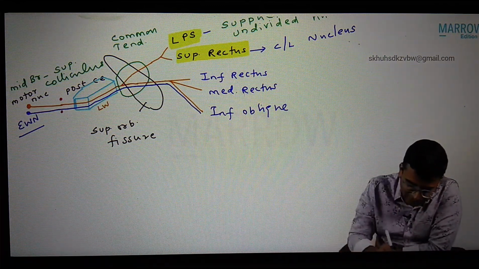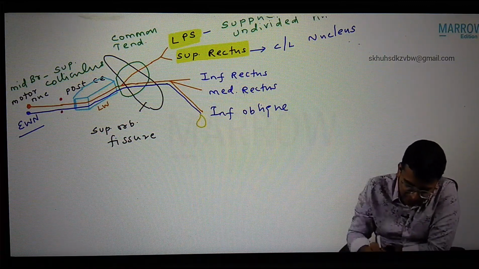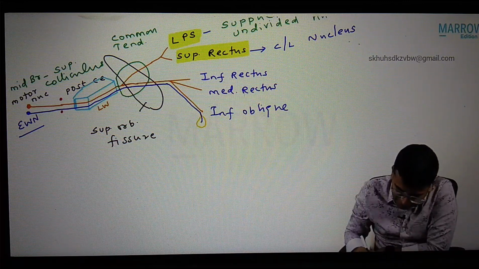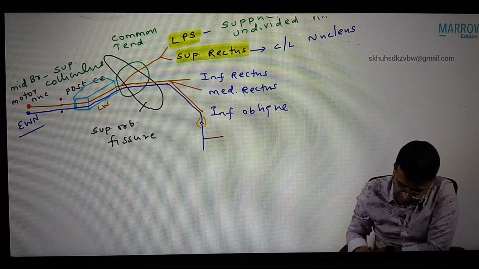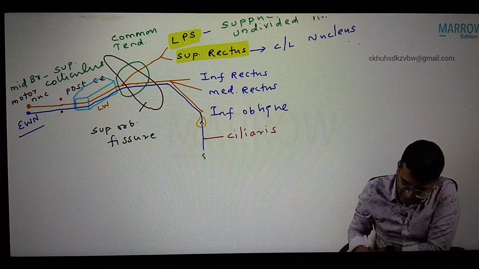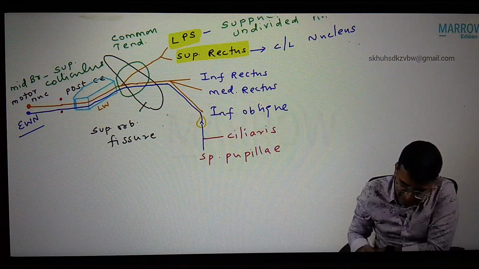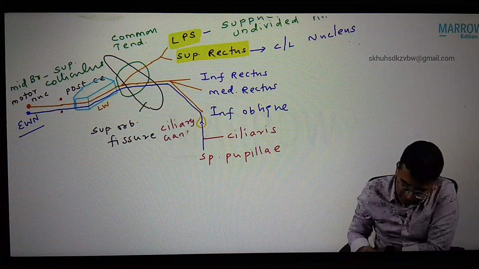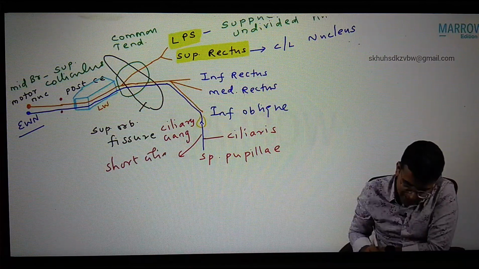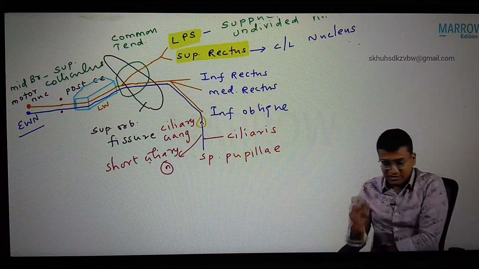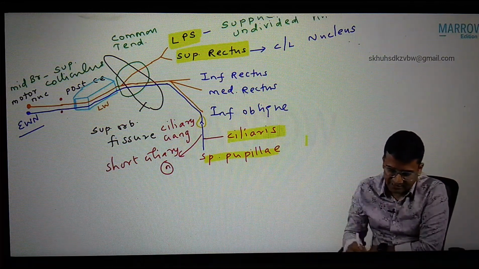Now here the fibers are relayed into a ganglion. Which ganglion? Ciliary ganglion. In the ciliary ganglion, the fibers are relayed. From here, it in turn supplies two muscles. One is ciliaris, another one is sphincter pupillae muscle. Now this is our ganglion. What ganglion? Ciliary ganglion. Now this is our short ciliary nerve. So through the short ciliary nerve, the fibers from the ciliary ganglion supply two muscles. What are those? Ciliaris muscle and sphincter pupillae muscle. Okay, right. Shall we proceed?